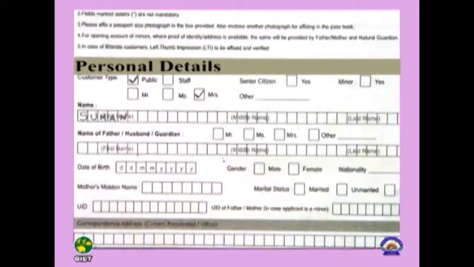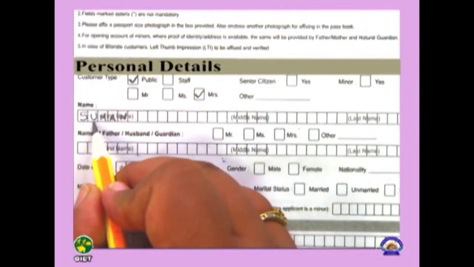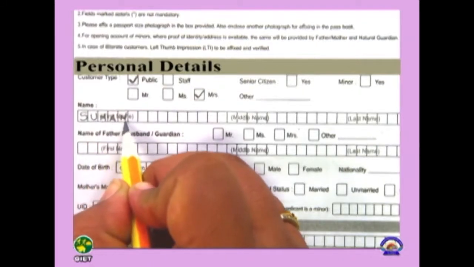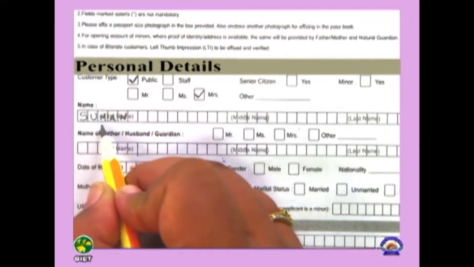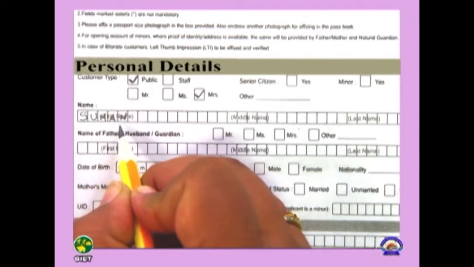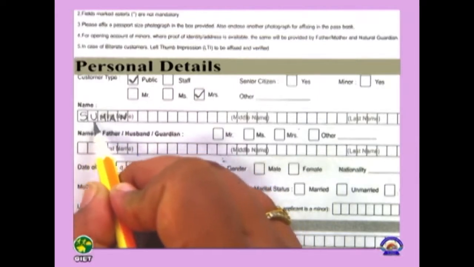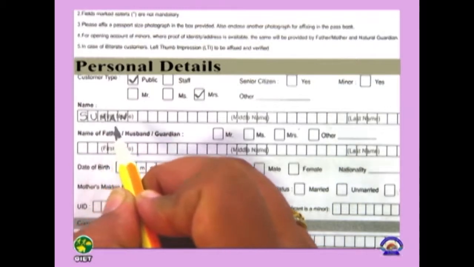S-U-M-A-N. My name is Suman. I wrote in block letters. Children, see, I have written in block letters. Remember? Capital letters. All of you are writing? I am waiting. Completed? Very good.